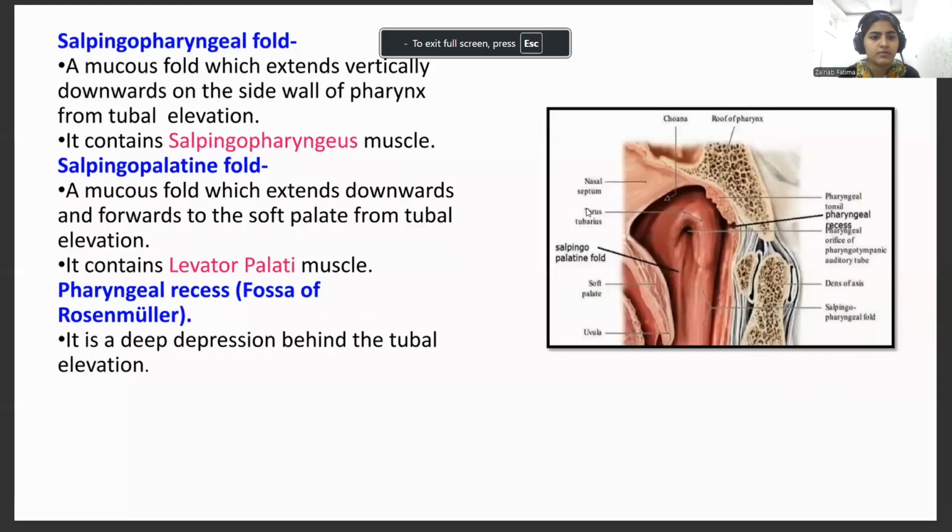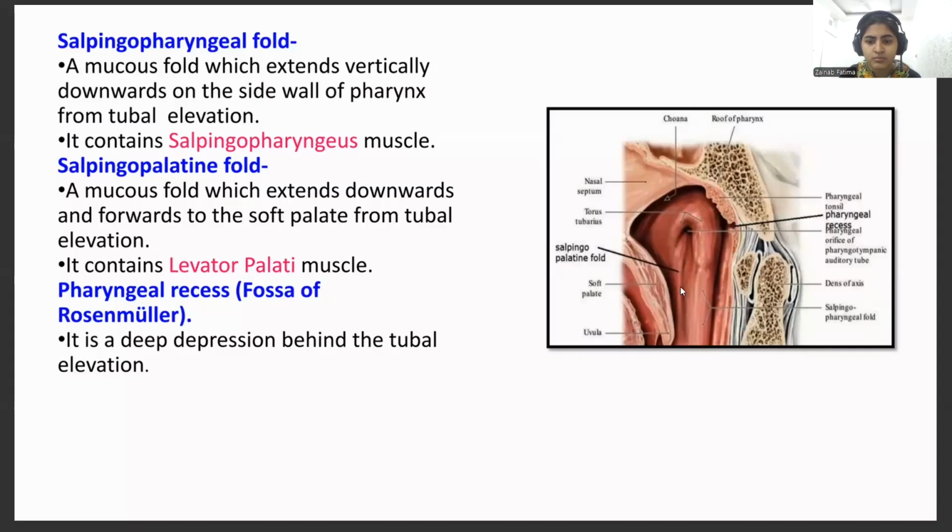Next slide, we have the salpingopharyngeal fold, a mucous fold which extends vertically towards the side wall of the pharynx from the tubal elevation and contains the salpingopharyngeus muscle, as you can see here. Then we have the salpingopalatine fold, a mucous fold which extends downwards and forward to the soft palate from the tubal elevation and contains the levator palatini muscle here. This is the salpingopharyngeal fold. This is the salpingopalatine fold.